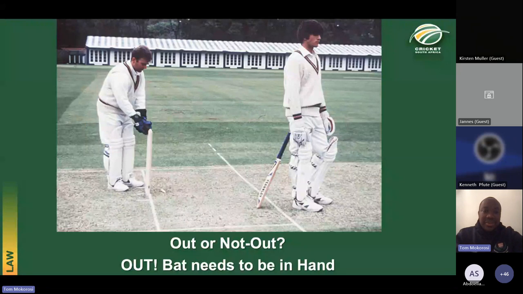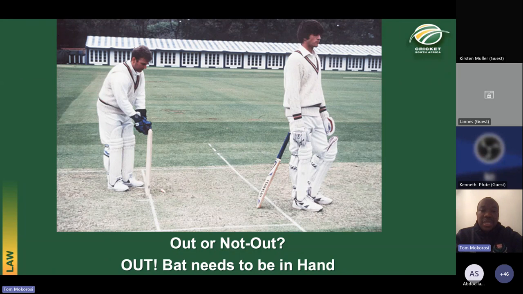I've given you the answer already. I'm sure you will remember from quite a few conversations we've had about bat in hand or bat not in hand. Abdullah also touched on it in our first lecture when we spoke about the glove holding the bat. Because this bat is not held by the glove, this batter is not considered to be holding the bat, and so the bat is technically not part of him or his person, therefore out.